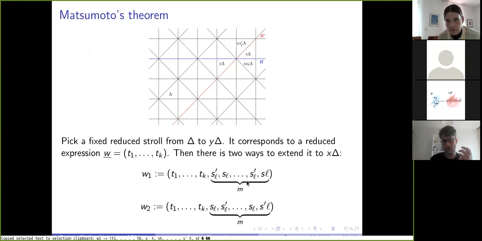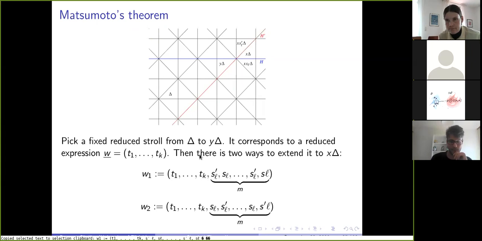Why? Because w1 ends with the same element as x1, right? It ends with s_L. By induction, this is a similar argument. We did it already. They have to be related by braid relations. So x1 is related to w1 by braid relations. w1 is related to w2 by braid relations. And w2 is related to x2 by braid relations. So x1 is related to x2 by braid relations. That's basically it.